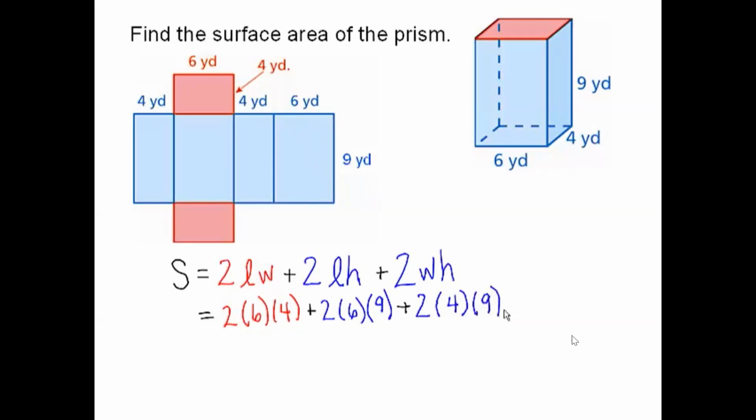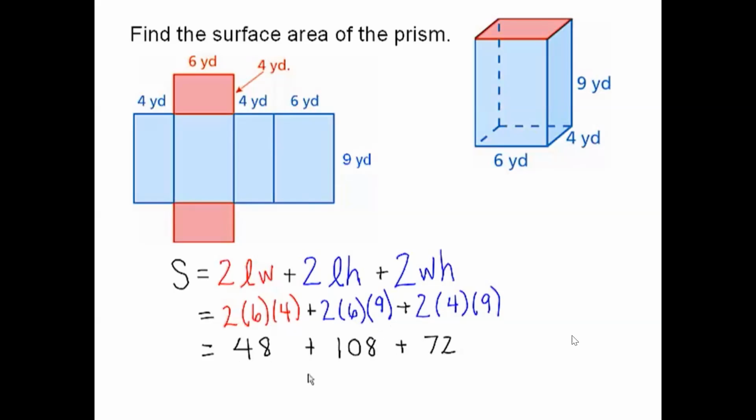So now we can simplify to find the surface area. So we have 2 times 6, which is 12, and 12 times 4, which is 48. And we add that to 2 times 6, which is 12, and 12 times 9 is 108. And finally, we add that to 2 times 4 is 8, and 8 times 9 is 72.